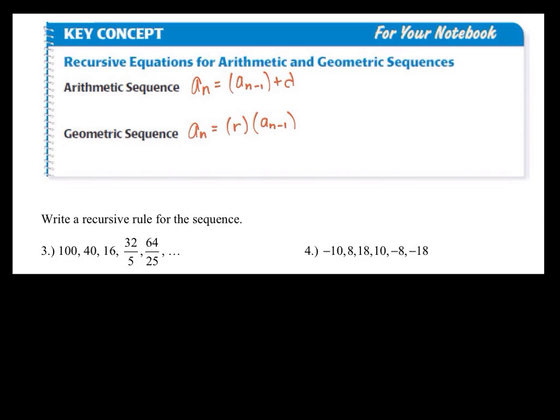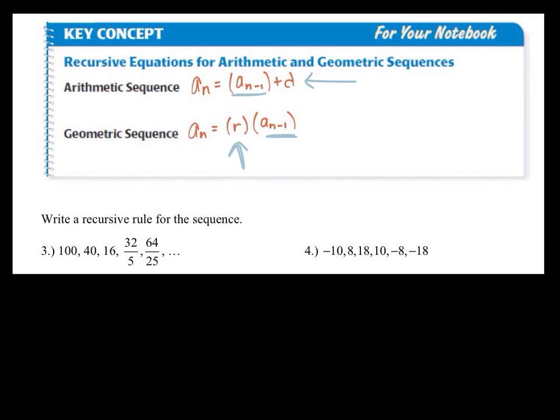Just like for explicit rules, guys, we also have recursive equations for arithmetic and geometric sequences, both kinds. Your arithmetic sequence is just the term before it plus the difference. The geometric sequence is the term before it times the ratio. That's it. If you know term 2, to get to term 3, take that term, multiply by the ratio, continue on. Arithmetic, if you know the term before it, add the difference, that will get you the next term. Go from that term, add the difference again, it'll get you the next term.